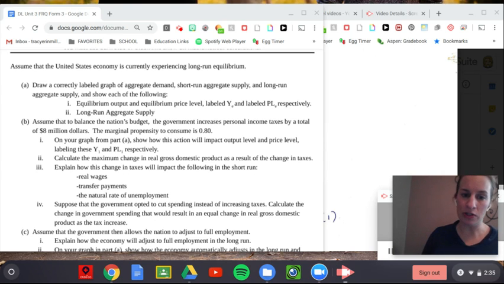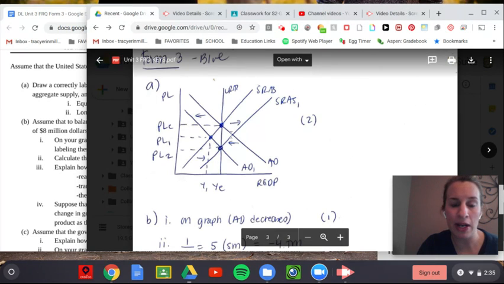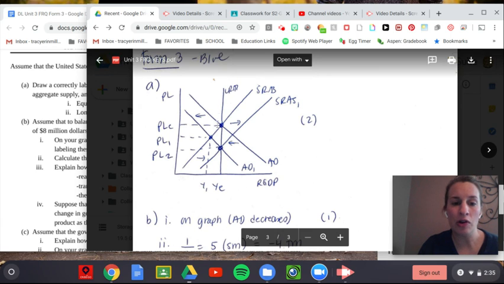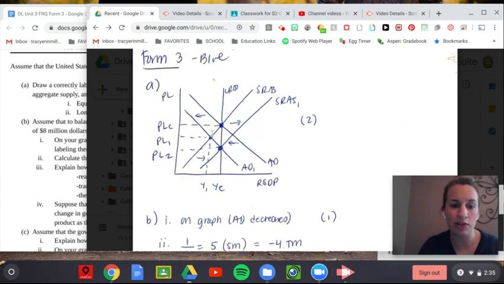Remember, the other way you can do that is taking the negative MPC and dividing it by the MPS. So a negative 0.8 divided by 0.2 would be a -4. So let's bounce over to the answer key here for a moment and take a look at that. So your original graph should have the long run equilibrium, the PLE. You'll see it's this top bullet point here, and then aggregate demand is shifting to the left for PL1.